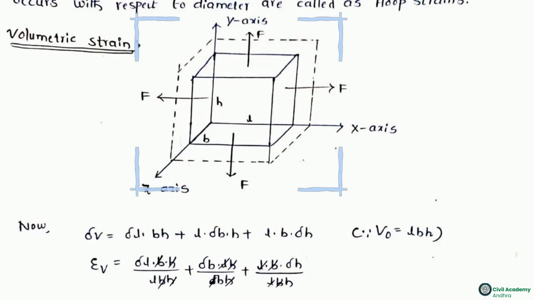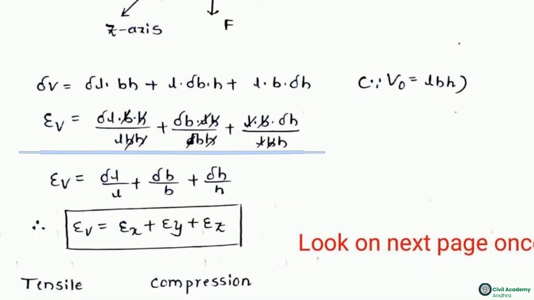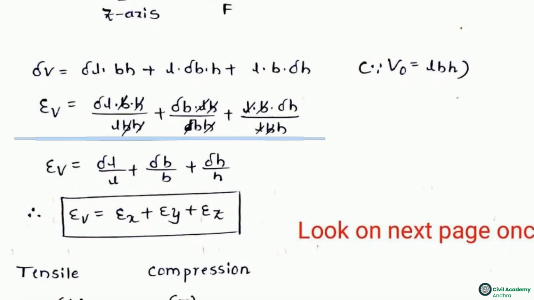This 3D cube diagram shows how these axes combine. Adding the strains in the x, y, and z directions cancels out the original dimensions. This yields the total volumetric strain formula. EV equals the sum of the strain on all three axes.